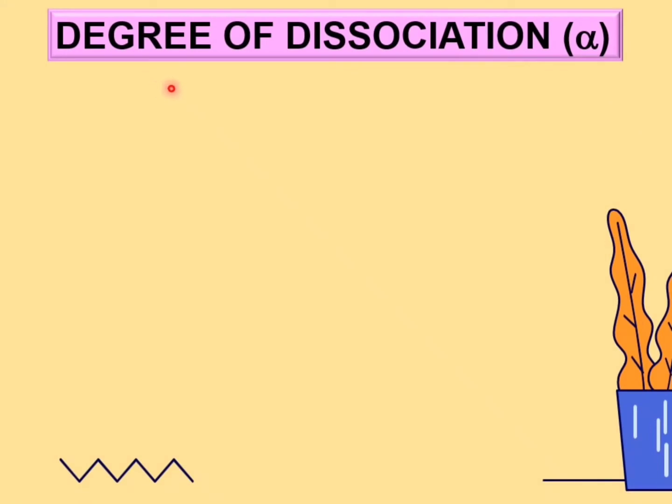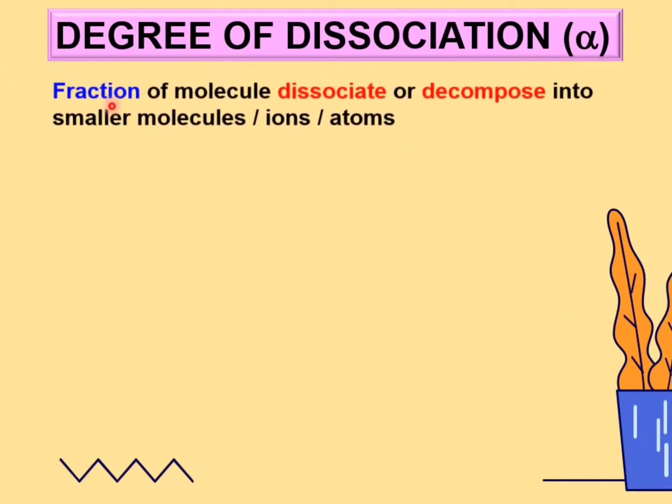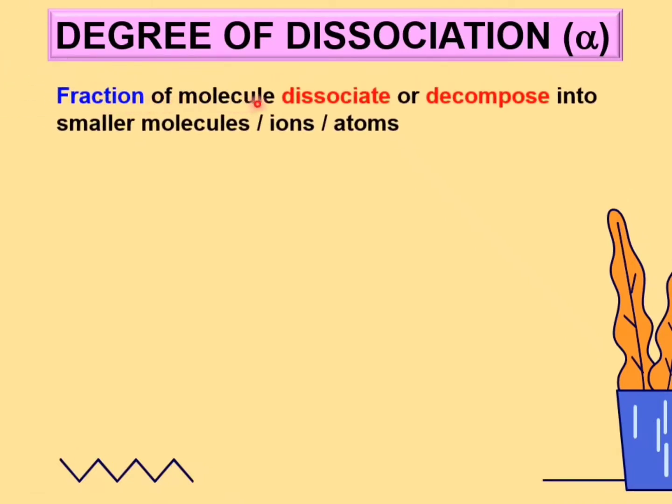So, this is the degree of dissociation, okay? The definition of degree of dissociation is the fraction of molecules that dissociate or decompose into smaller molecules, ions or atoms. So, simply put, class, degree of dissociation is the rate of breaking down. Kadar penguraian, dissociate, terurai. Okay?